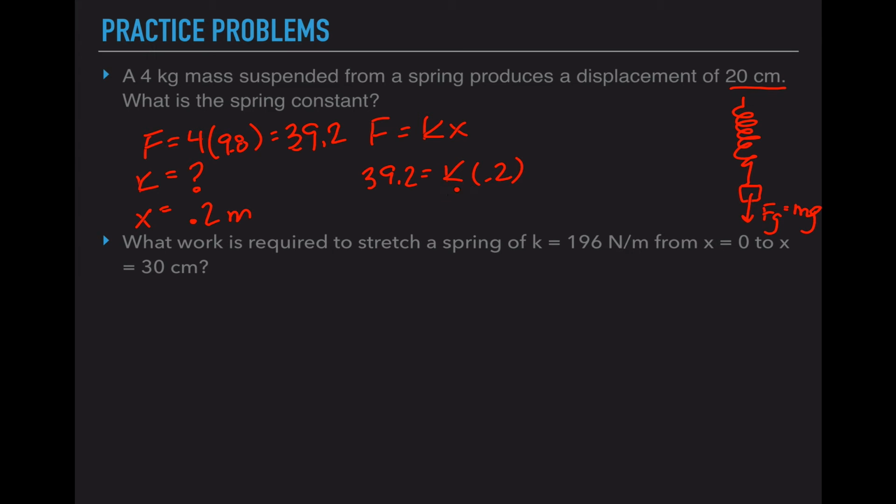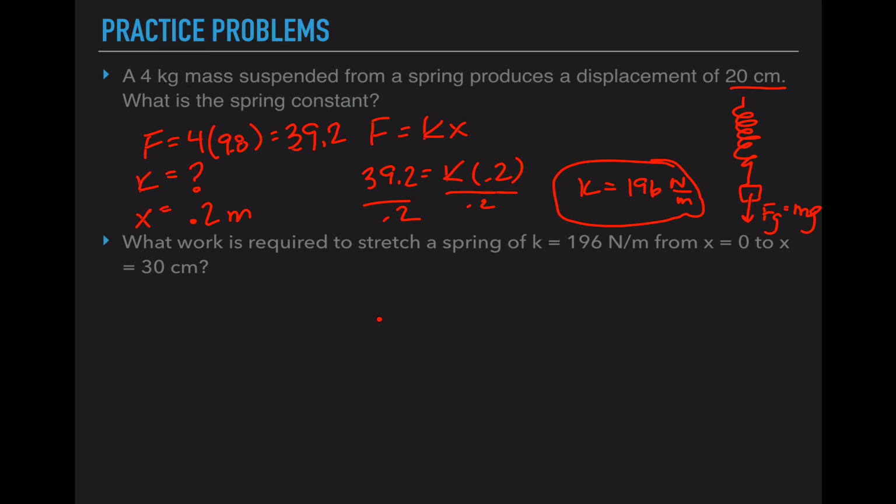And to rearrange this, I'm going to divide both sides by 0.2. And my k value is 196 newtons per meter required to move that spring. So that's my final answer.